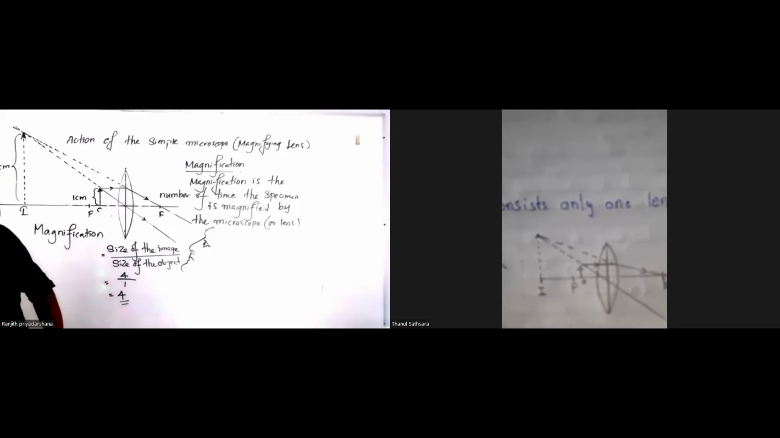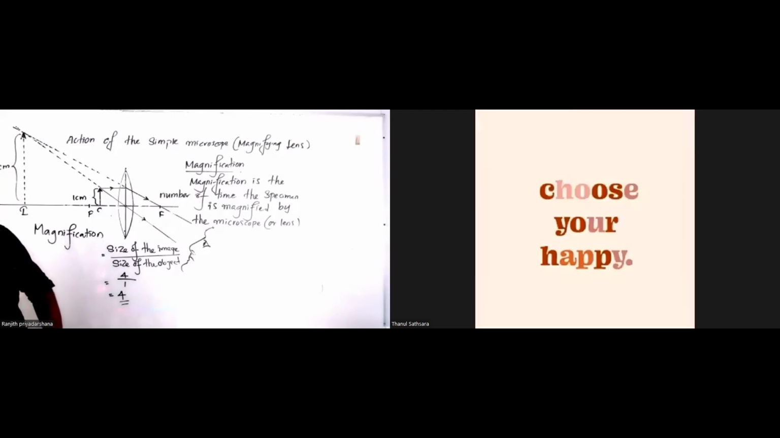Yes, this is Tanul. Tanul, how many books are there on your side? Who is drawing small? Choose your happy. Okay. Yes, I'm choosing my happy with grade 7 students.